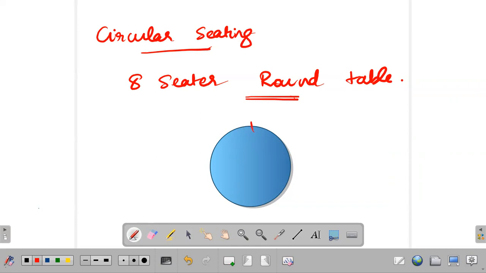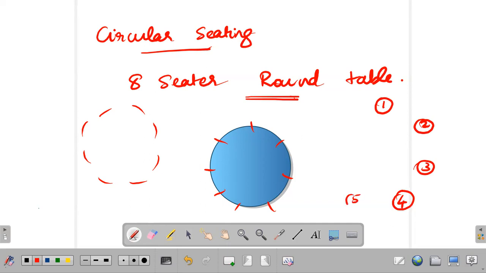Some of you might have marked like this: 1, 2, 3, 4, 5, 6, 7, 8. Somewhat like this. This is one arrangement. Some people would have drawn it like this also: 1, 2, 3, 4, 5, 6, 7, 8. Another possibility that sometimes some of you might have drawn. Even some people would have drawn like this: 1, 2, 3, 4, then 5, then 6, then 7, then 8. These are some of the most common ways that people draw.